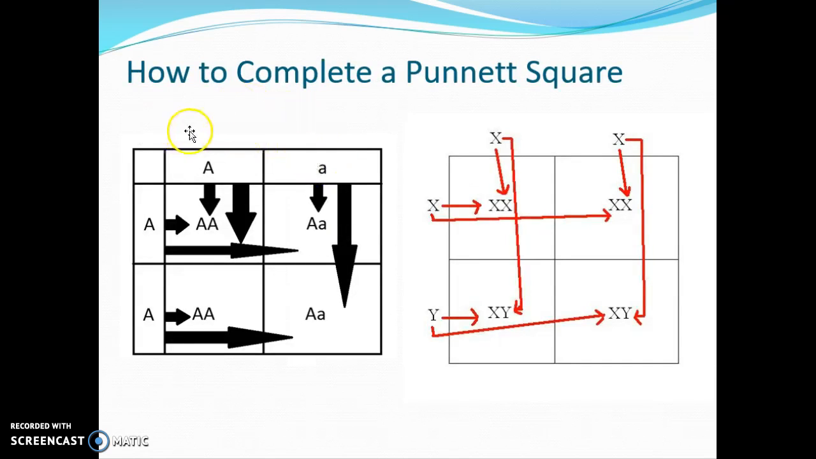So the next slide here shows us how to, what I call, drag and drop those letters. The top parent, you're just going to pull those letters down into the box that's directly below them. The side parent, you're going to pull them to the right, drag and drop. And that leaves you with 2 alleles in each square there.